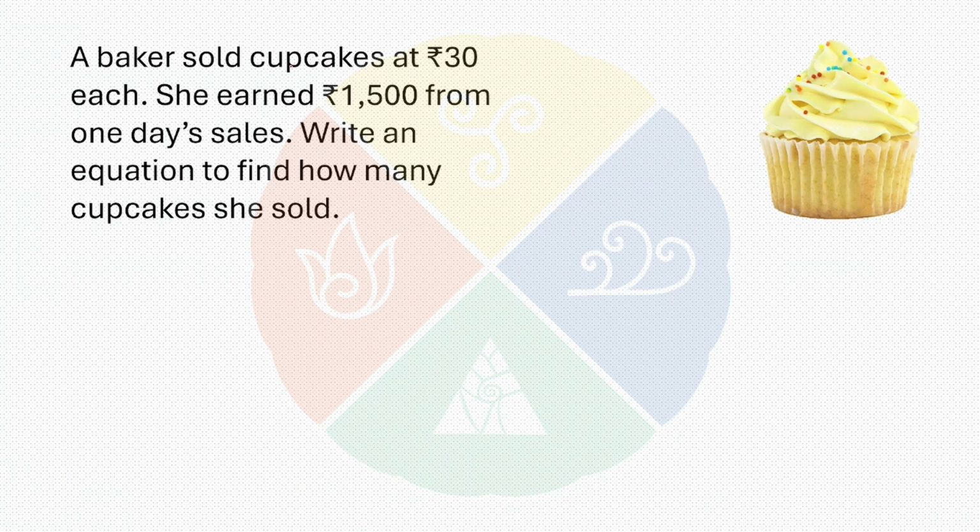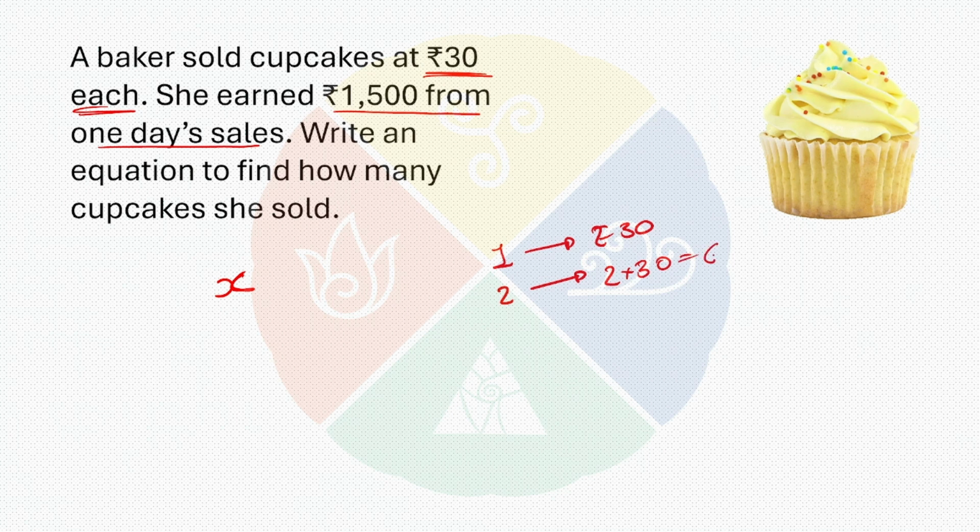Baker sold, I'm also going to solve. Baker sold cupcakes at 30 rupees each. She earns 1500 from one day sale. Write an equation to find how many cupcakes she sold. Let's assume that she sold X cupcakes. For one cupcake, the price was 30 rupees. For 2 cupcakes, the price will be 2 into 30. That is 60. For 3 cupcakes, it will be 3 into 30. For X cupcakes, it's going to be X into 30, or we can simply call it 30X. And she made 1500 rupees.